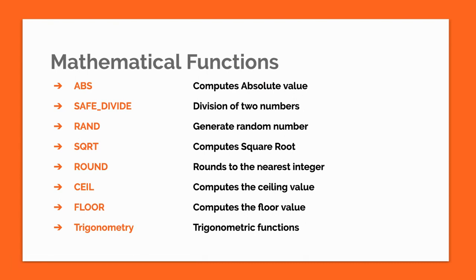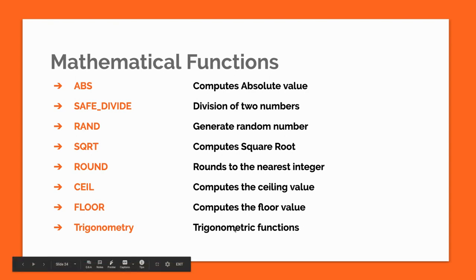These are the different mathematical functions that we are going to learn today. ABS computes absolute value, SAFE_DIVIDE for division of two numbers, RAND generates a random number, SQRT computes square root, ROUND rounds to the nearest integer, CEIL computes the ceiling value, FLOOR computes the floor value, and I'll walk you through some trigonometric functions.